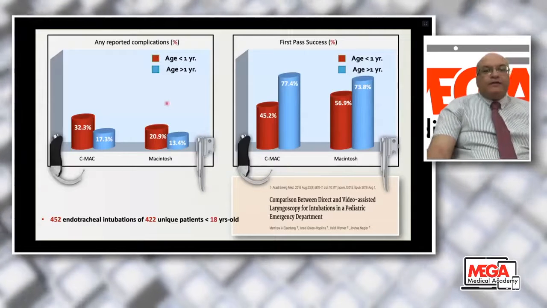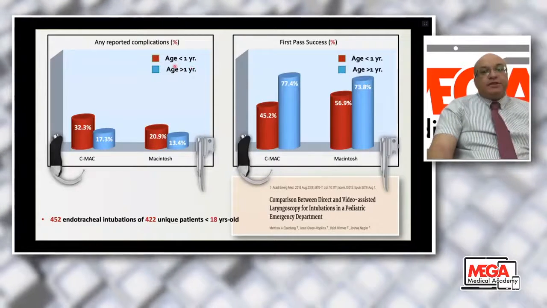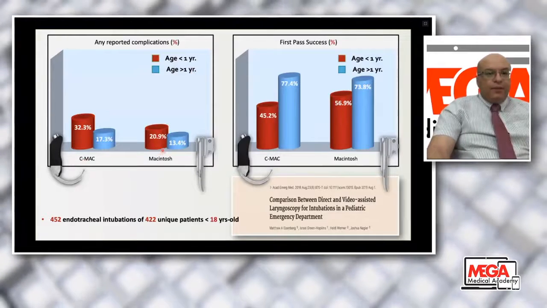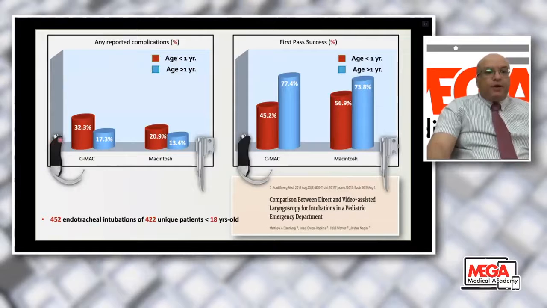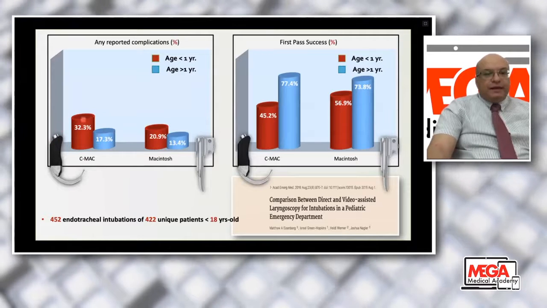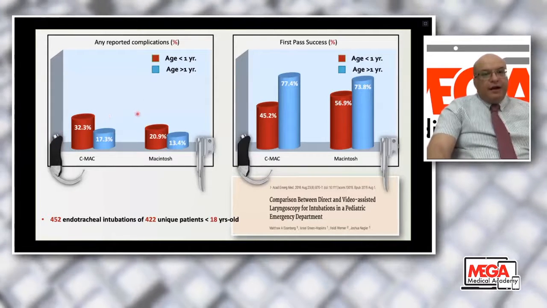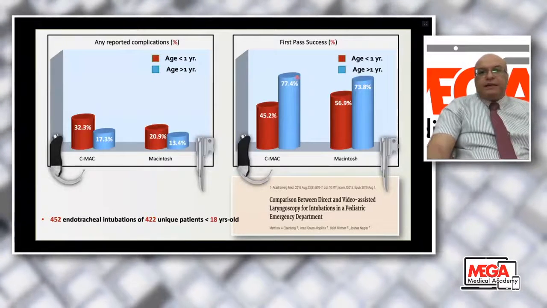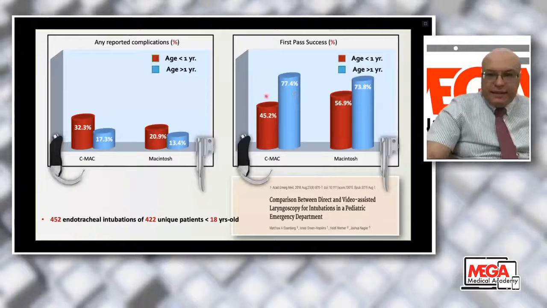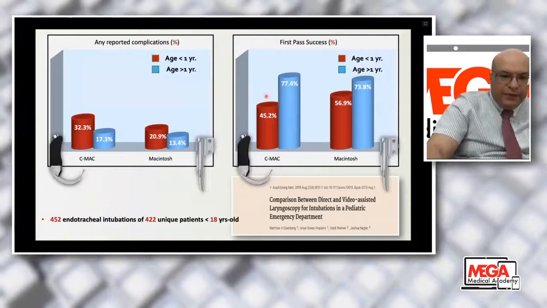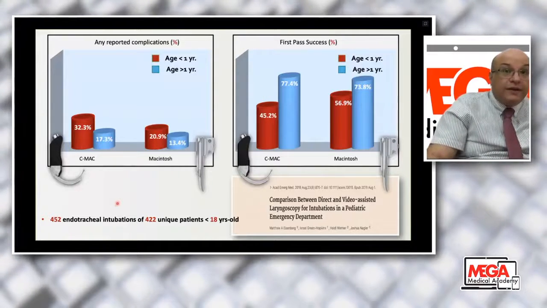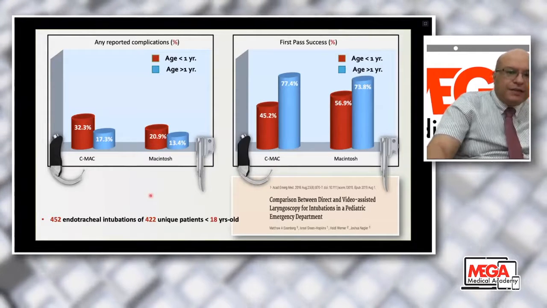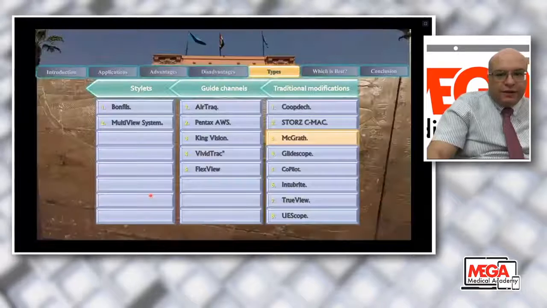In this comparative study in children aged below or greater than 1 year using a CMAC or Macintosh, with reported complications, there is a non-significantly higher rate of complication with CMAC, and however, there is no difference in first pass success rate in this study. This study included 452 intubations on 422 patients less than 18 years old.